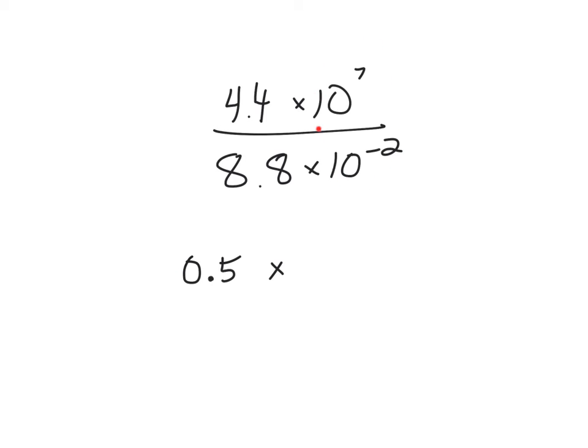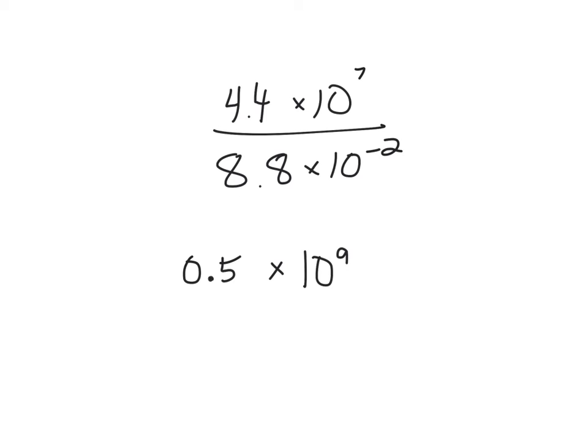Now I'm going to simplify these. So what I need to do is simplify these as the quotient rule. I would take 7 minus -2, and that's going to give me 9. So this is going to be a 10 to the 9th. Or again, you could think of this as, where do I have more 10s? I have more 10s on the top because I have 7 up here and I have -2 down here. And how many extra are up here? That would mean that I have 9 extra because 7 is 9 more than -2. All right, so I get to here.